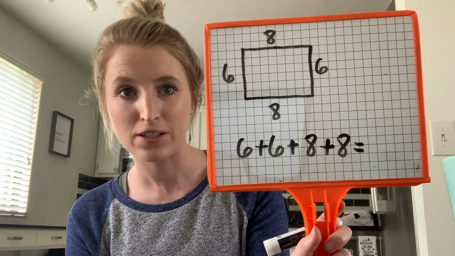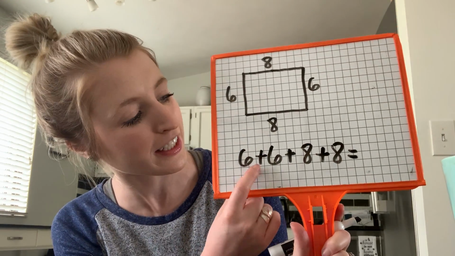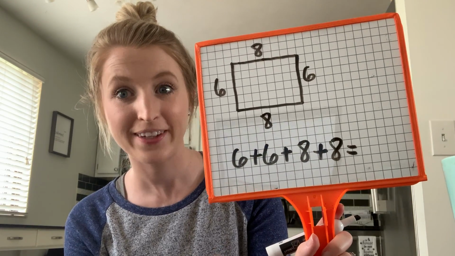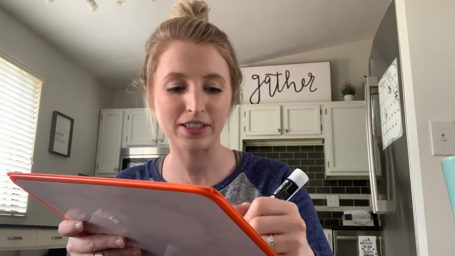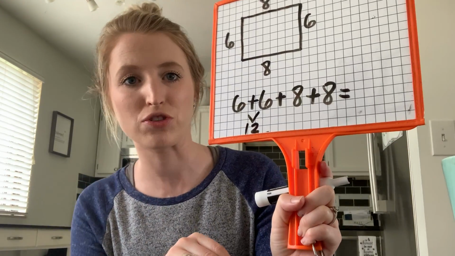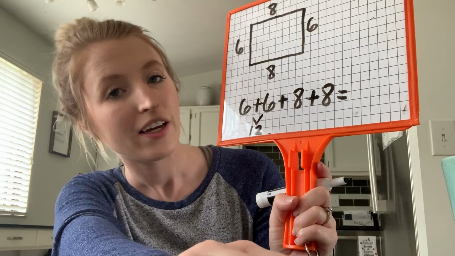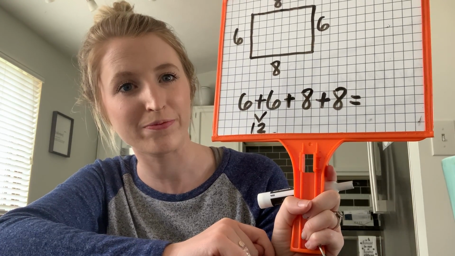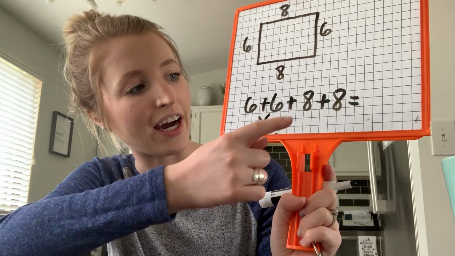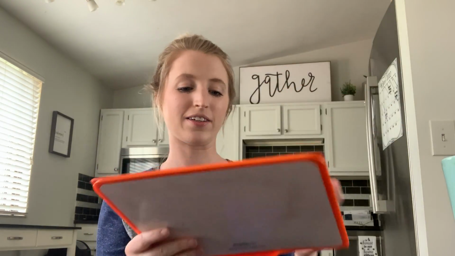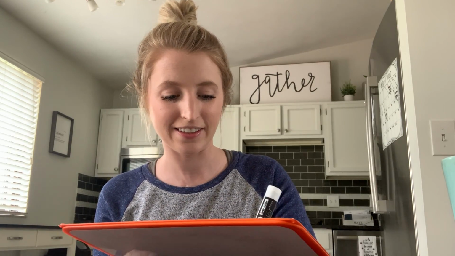Okay? So first, let's tackle 6 plus 6. What is 6 plus 6? 12. 6 plus 6 is 12. So I drew my arrow, and you can see here at the bottom. Okay? Make sure you're writing this down. Now I have to add 8 plus 8. 8 plus 8 is 16.